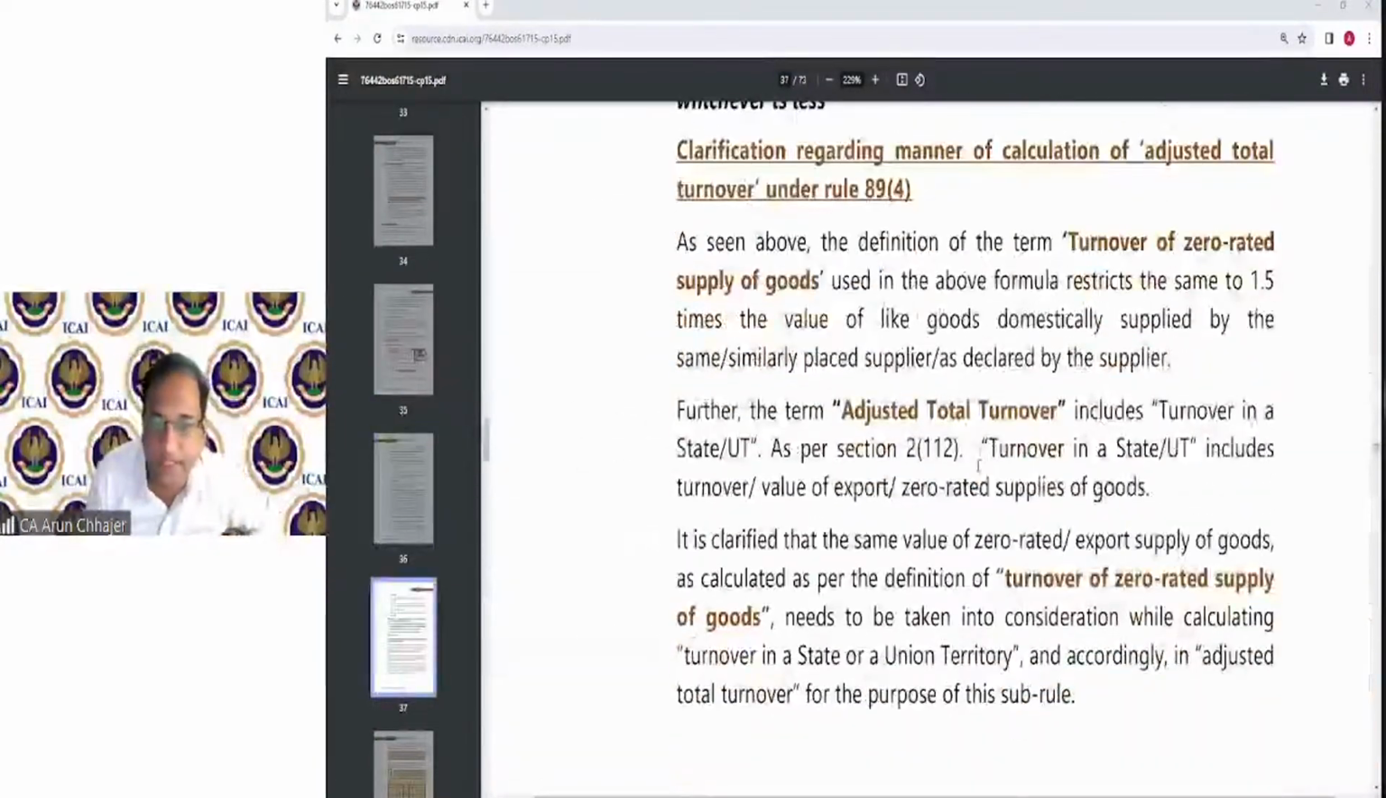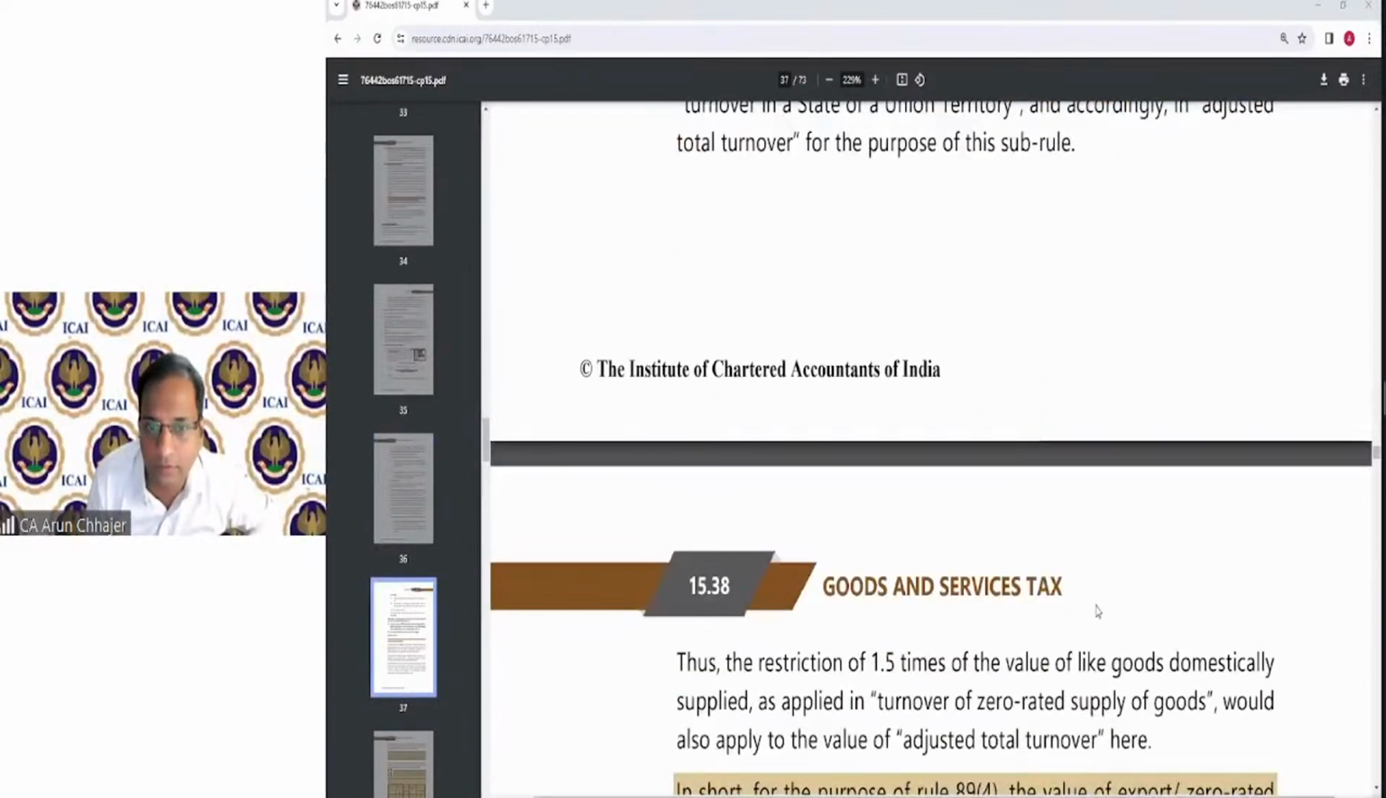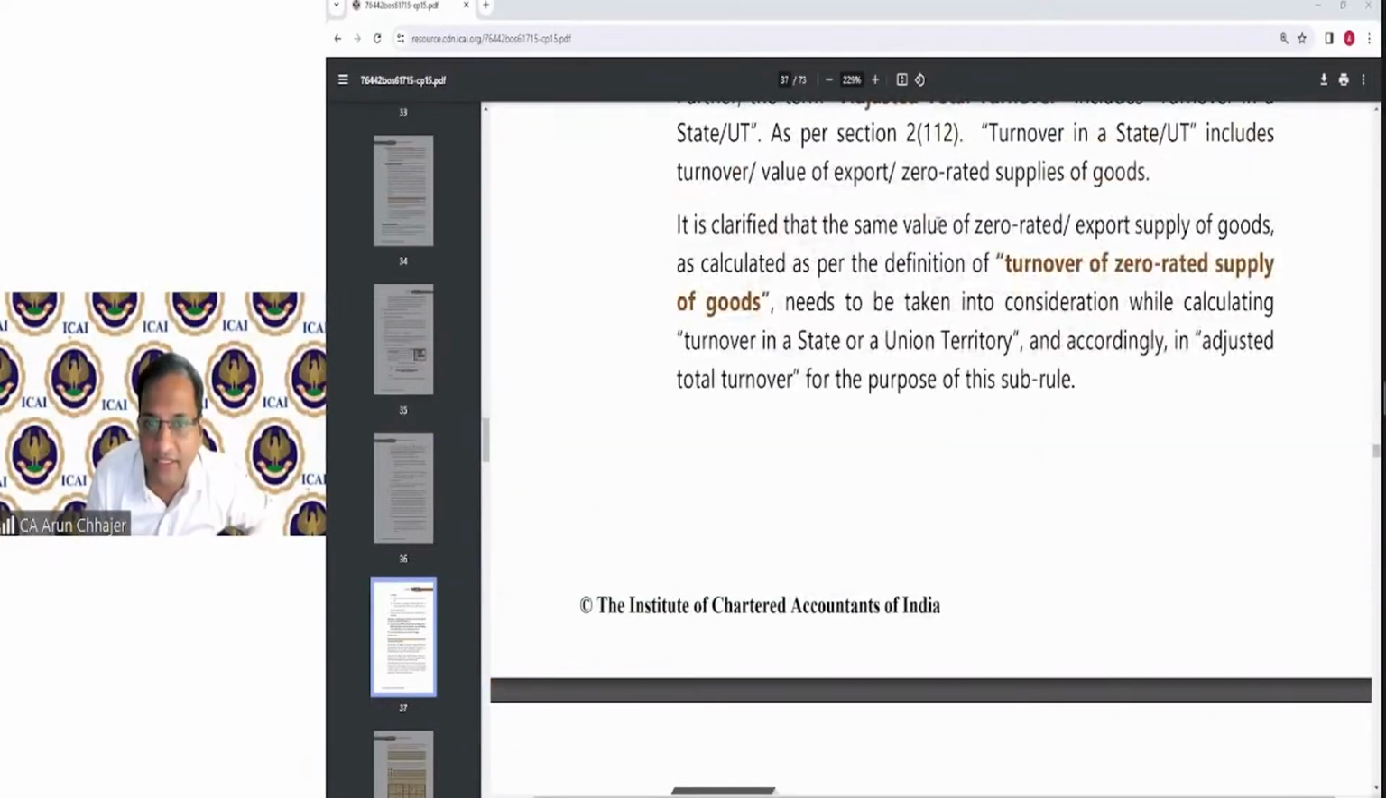So first they are saying turnover of the... it is clarified that the value of zero rated supply of goods, as calculated as per the definition of turnover of zero rated supply of goods, 1.5 times need to be taken into consideration while calculating the turnover in the state or UT, and accordingly in adjusted total turnover for the purpose of this rule.